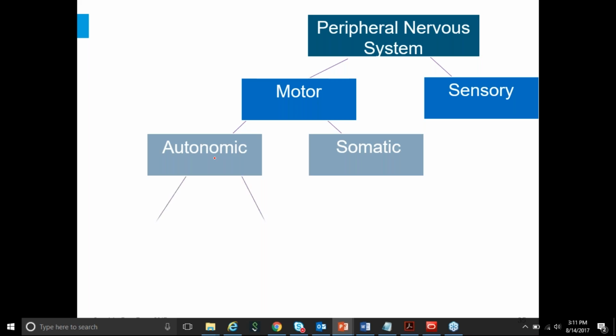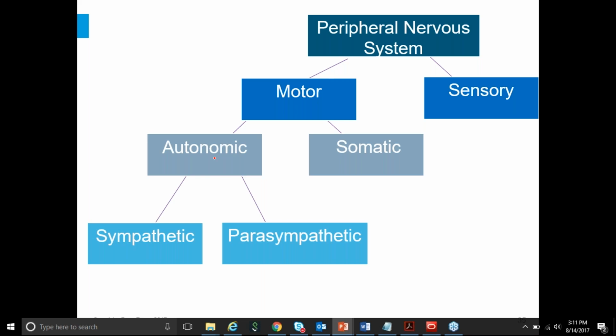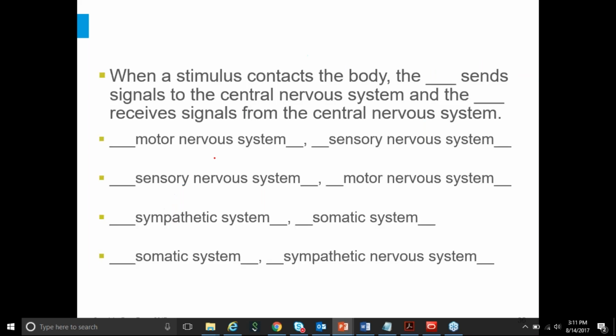Autonomic is broken down some more into sympathetic and parasympathetic. So again, sympathetic is mostly speeding up the body, preparing it for intense activity, and parasympathetic is the opposite, slowing it down, getting it back down to a resting state. So that's actually all that there is in the first section. Well, it's the third section, and the first section that we're doing today.